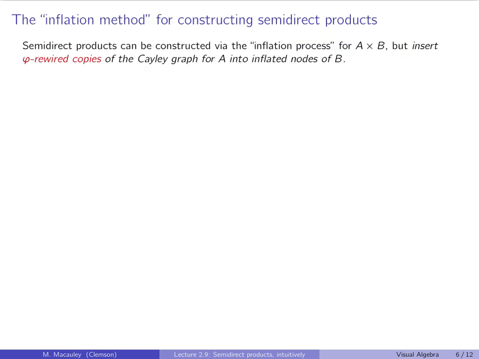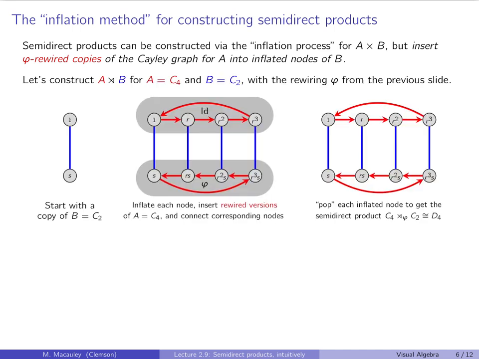As I mentioned earlier, semidirect products can be constructed via the inflation process for A cross B that we saw earlier, but we insert rewired copies of the Cayley graph for A into inflated nodes of B. Let's do an example right away. Let's construct a semidirect product of A and B for those same two groups that we saw earlier. A is the cyclic group C4 and B is C2. And we will use the rewiring phi from the previous slide that just reversed the red arrows.